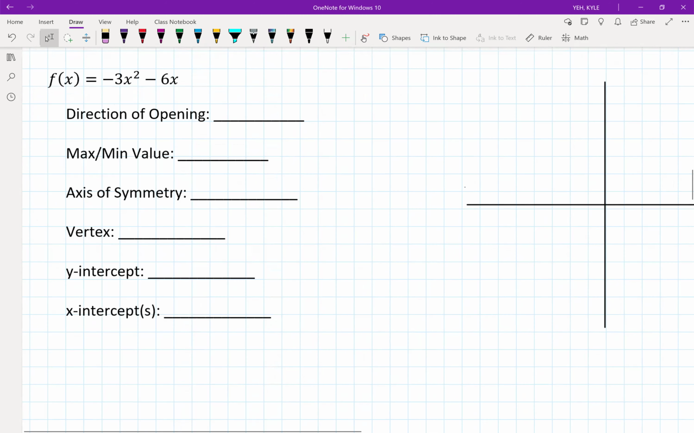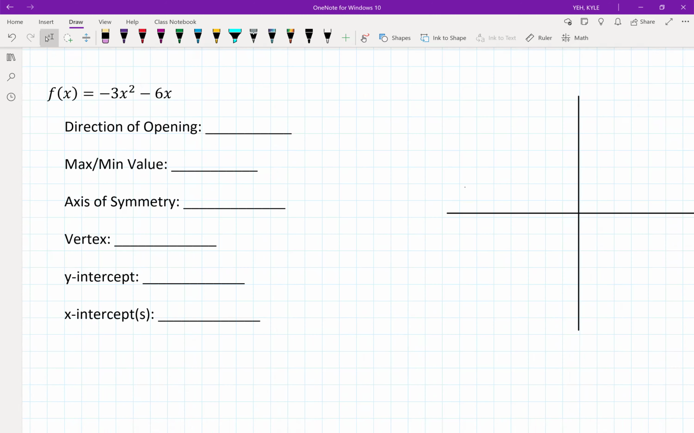Direction of opening for f of x equals negative 3x squared minus 6x. Well, we see we have a negative a value, which I hope you remember that means we are opening down. And if I'm opening down, do I have a max or a min value? I definitely have a max value. I have a top value. I don't know what it is just yet. I'll find it soon.